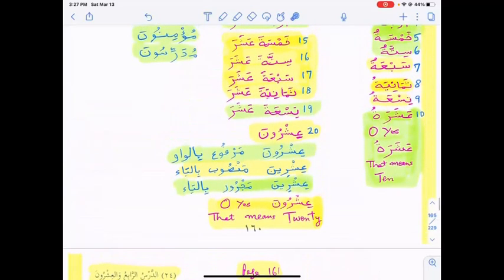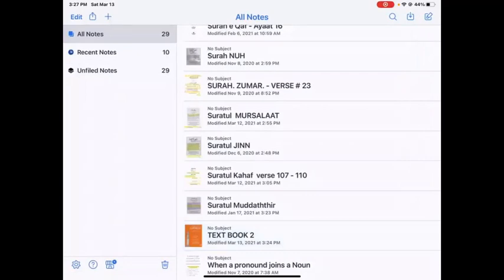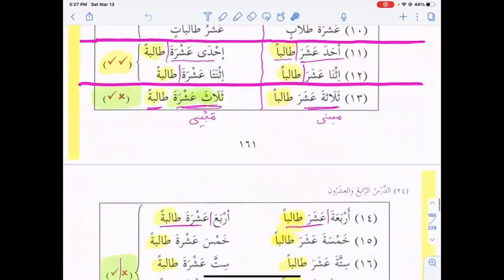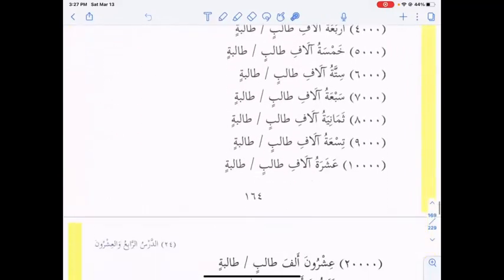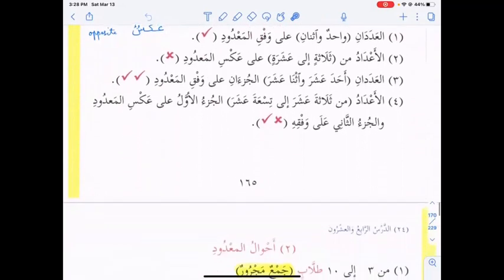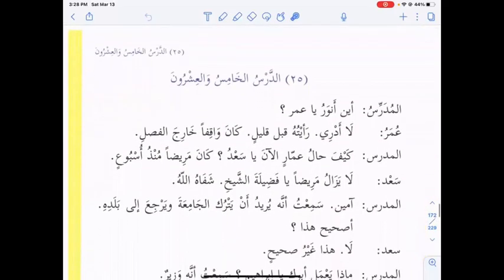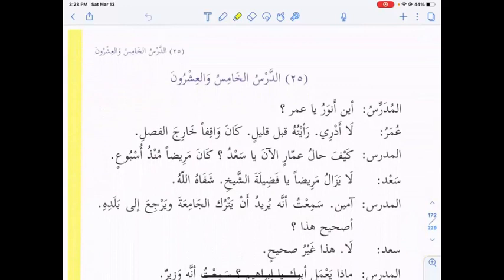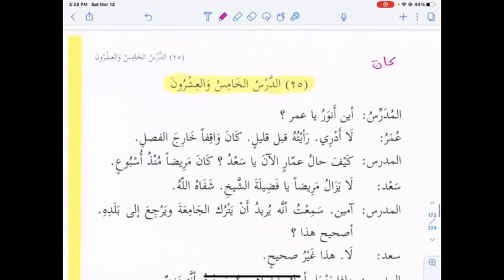Now, we'll do it next time. Very interesting lesson. I might repeat some of the numbers with you, but the next lesson will be very beautiful. We'll do lesson 25 next time, and we might touch base on lesson 24. This is the lesson of Kana: Ismu Kana, Khabar Kana. Very interesting lesson. Inshallah, we'll see it next time.